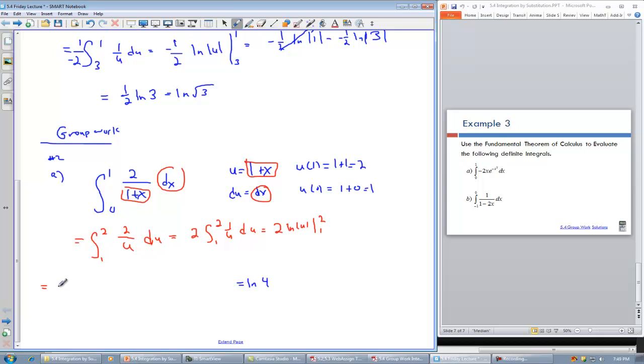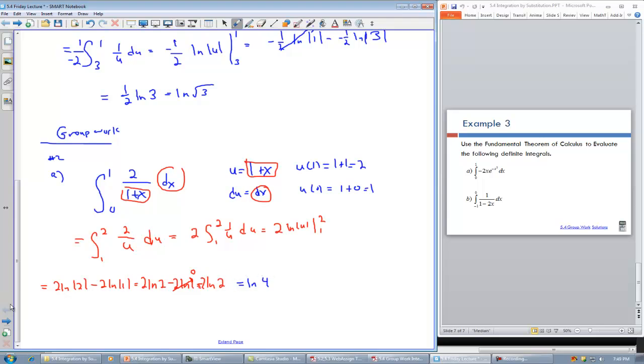So this is going to be equal to 2 times ln of the absolute value of 2 minus 2 times ln of the absolute value of 1, which is the same thing as 2 ln 2 minus 2 ln 1. And remember, ln of 1 is 0, so that term is 0. And so this is just equal to 2 ln 2, which is really the same thing as ln 4, because you can take this number and write it as an exponent: 2 squared, so ln of 4. So both these answers are good. 2 ln 2 or ln 4 is fine.